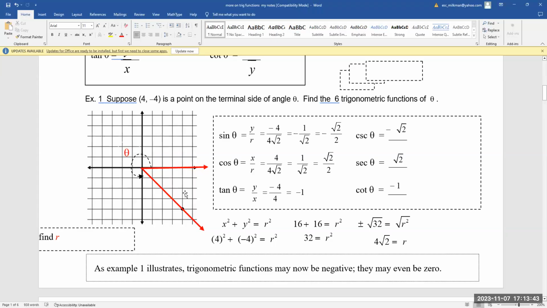Now, I want you to realize that, as example 1 does illustrate, trig functions now might be negative. In fact, trig functions might even be 0.